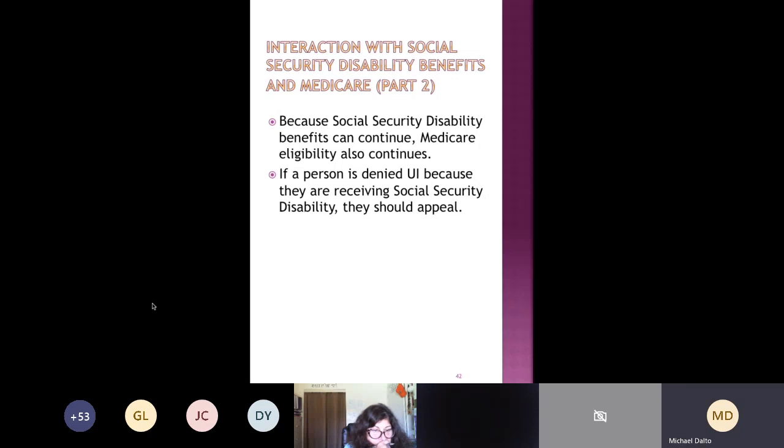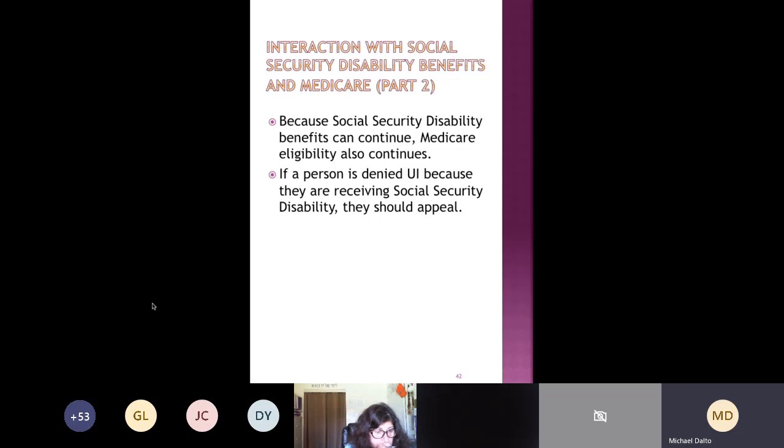Now, in some states or with certain unemployment eligibility workers, they may mistakenly interpret the fact that a person is getting Social Security disability to mean that that person is unable to work. If a person is denied UI because they get Social Security disability, they should appeal that, because receiving Social Security disability certainly does not mean you're unable to work at all. And many people who get Social Security disability are even able to work full-time.